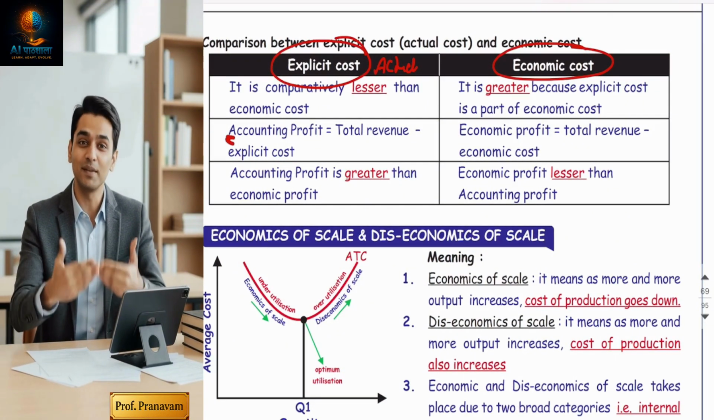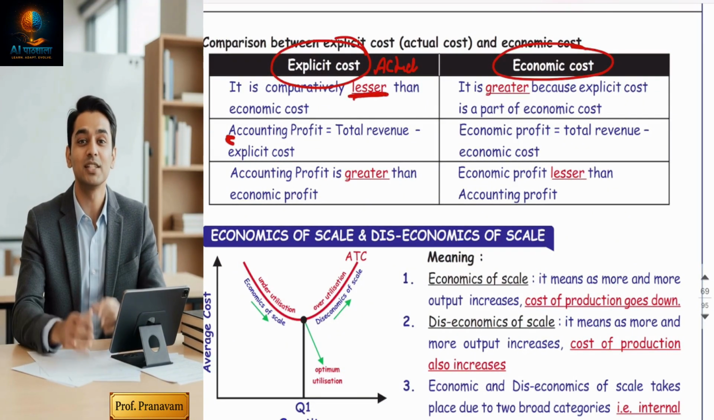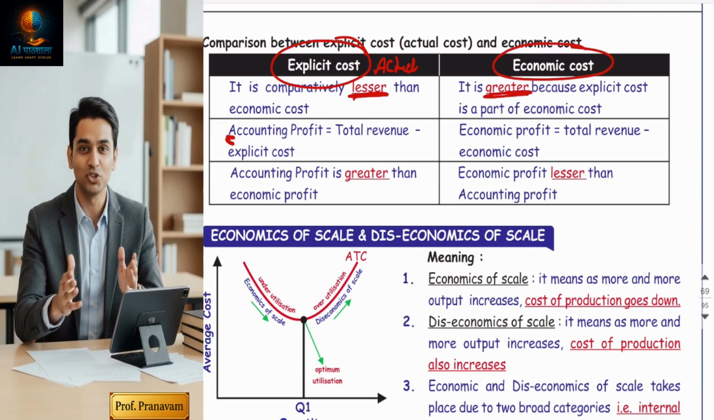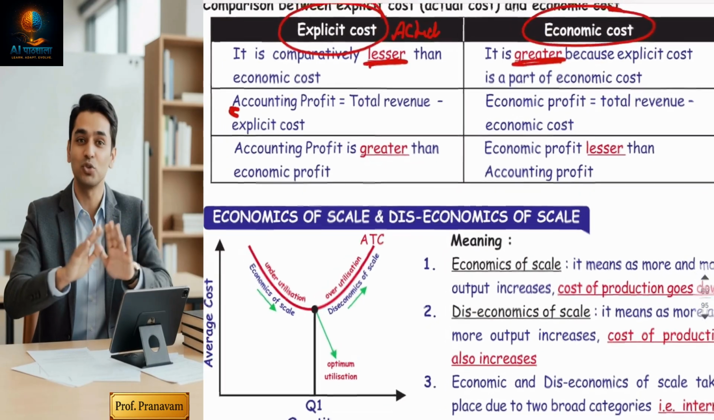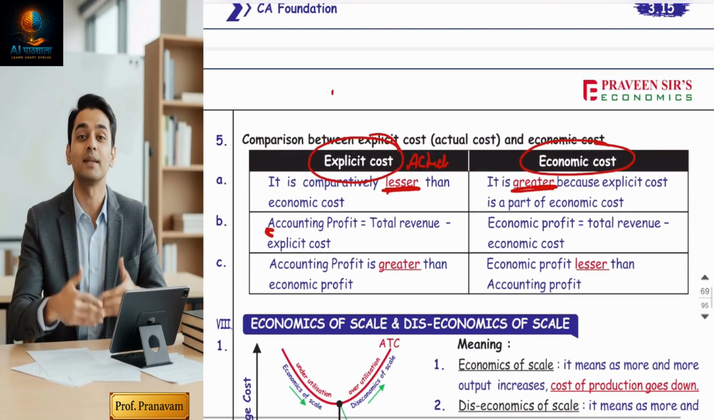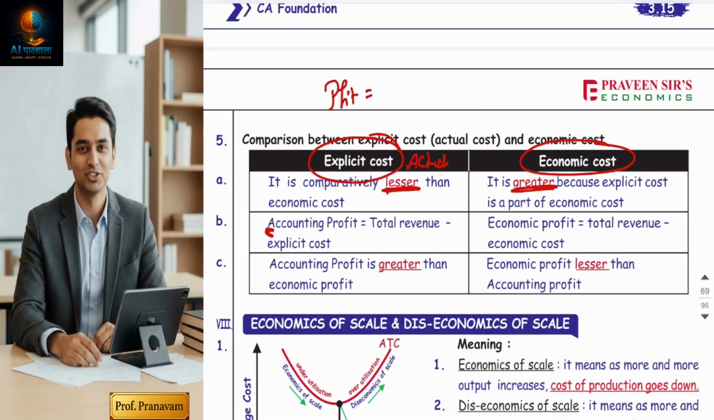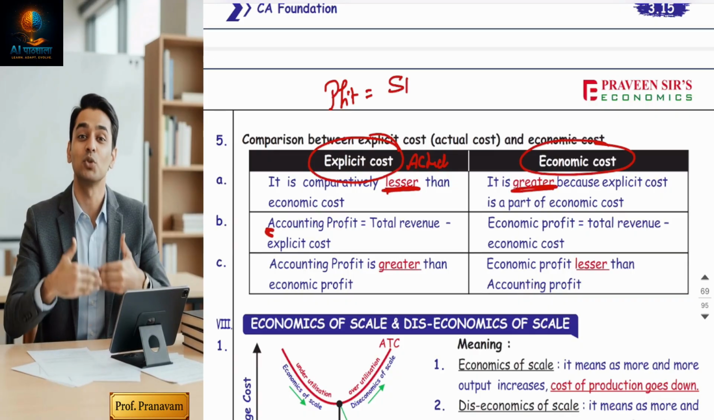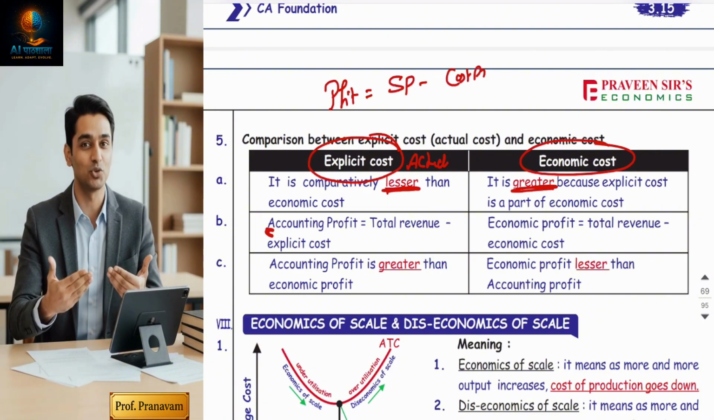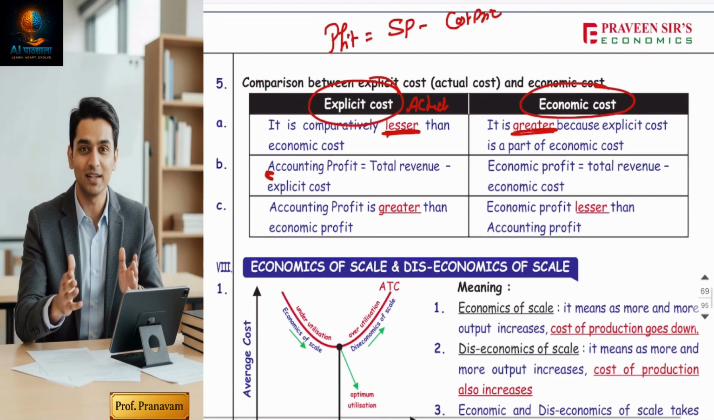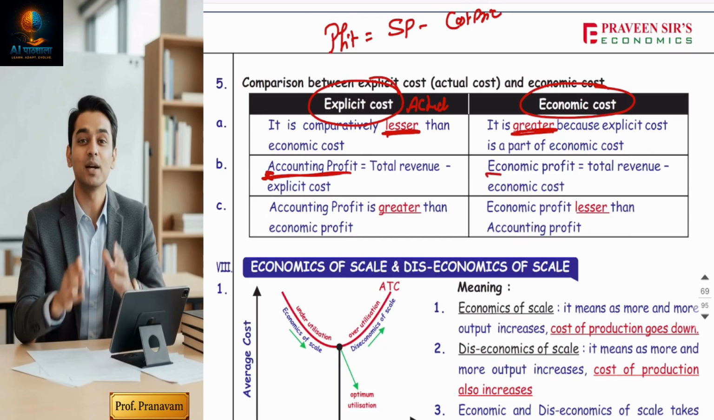So comparatively, explicit cost will always be lesser, obviously. Economic cost will always be greater because explicit is a part of economic cost, right? So when I'm going to find out the profits, because the main objective for the businessman is to enjoy the profit. The formula of the profit is sale price minus cost price. So there are two types of profit: accounting profit, which means actual profit, and economic profit.